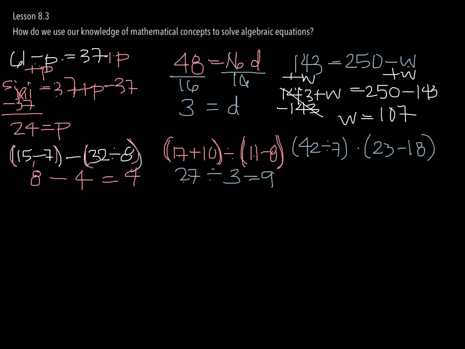Okay, so let's go. 42 divided by 7 is 6. And I'm going to multiply that by 23 less 18. That's going to be 5. 6 times 5 is going to give me 30. And then let's look at our next row here.